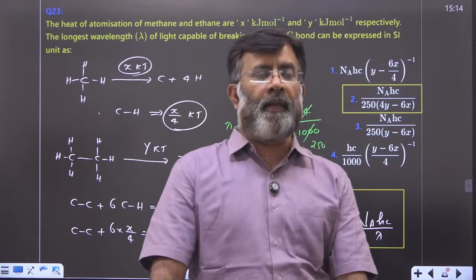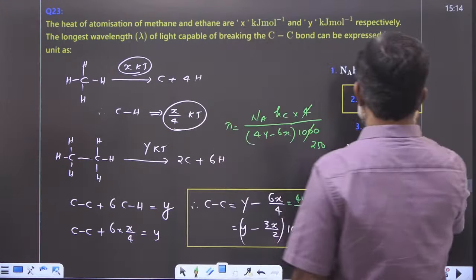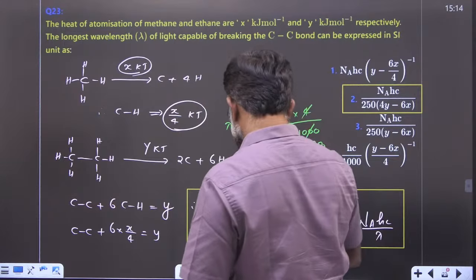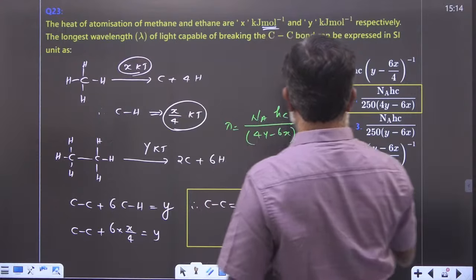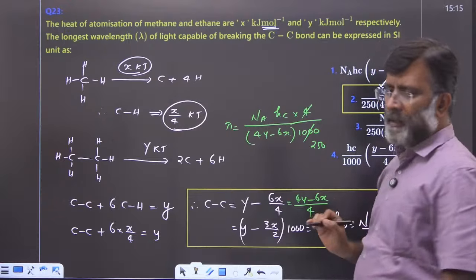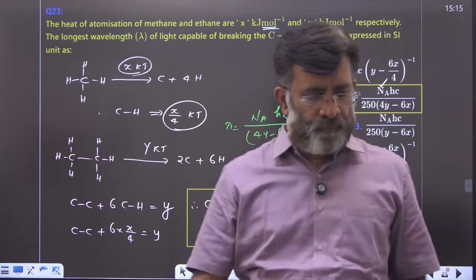NA. How come this NA? Please verify. How come that NA? It is kilojoule per mole. Kilojoule per mole, so there will be Avogadro number.